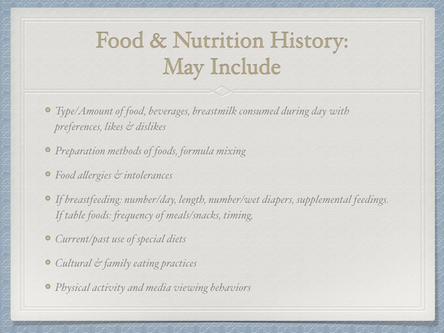Food and nutrition history may include the type and amount of food, beverages, and breast milk consumed during the day, with preferences, likes, and dislikes, and the preparation methods for food. Does this family fry food a lot? Is this a holistic family that is vegetarian? Are they mixing the formula correctly? This is an error that we see frequently on children who are sent home with special recipes.